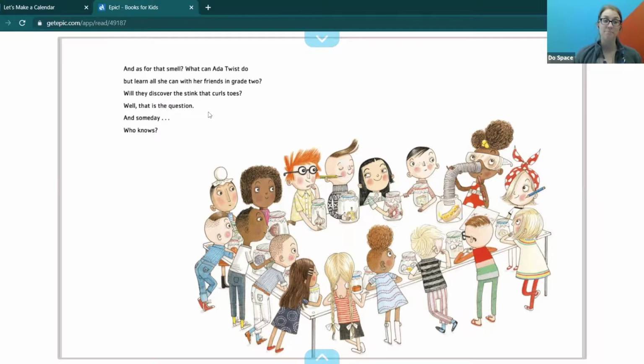And someday, who knows? So, did they quite figure out what the cause of that great stink was? Not quite. But it looks like with the help of her class, they are going to do some experiments and maybe figure it out someday. Not today, but someday. Ugh, I love Ada Twist, Scientist. I think it's such a great story.